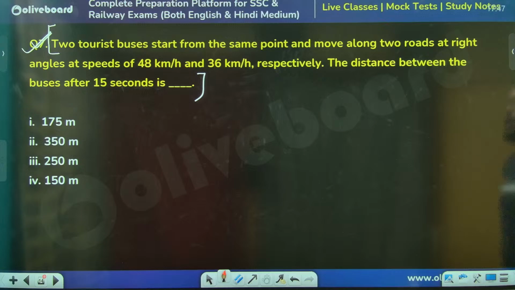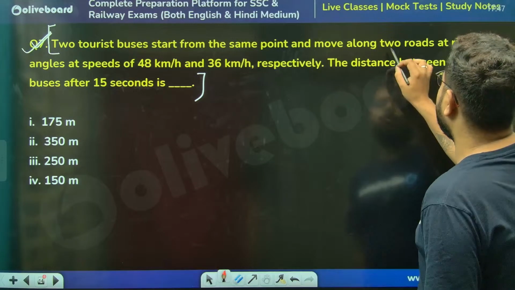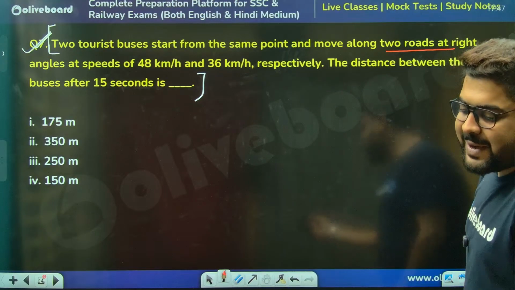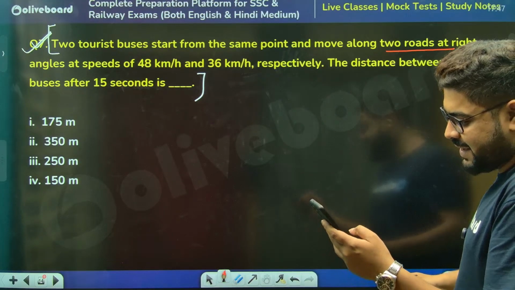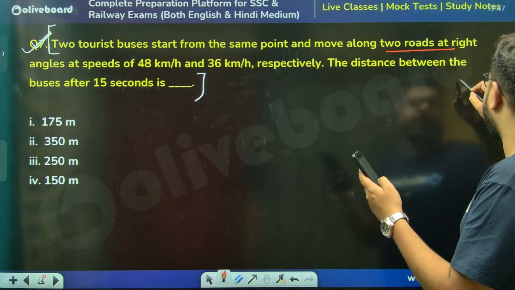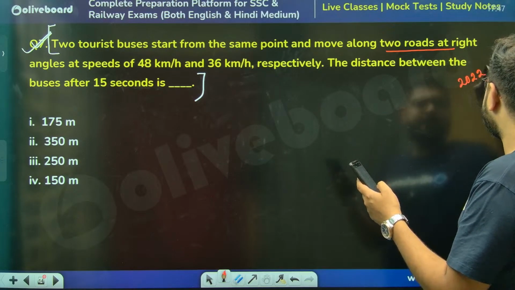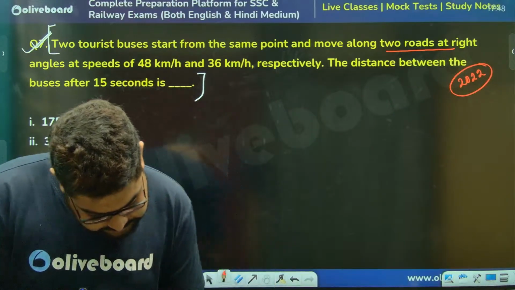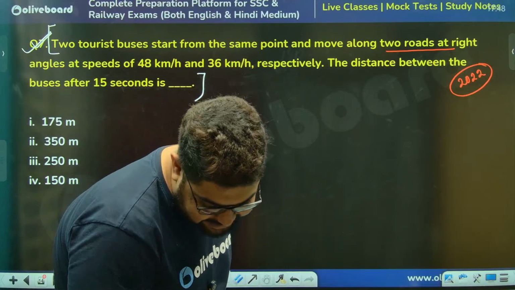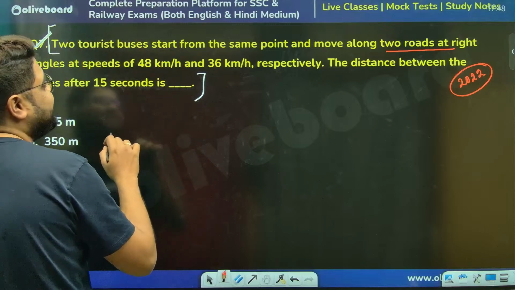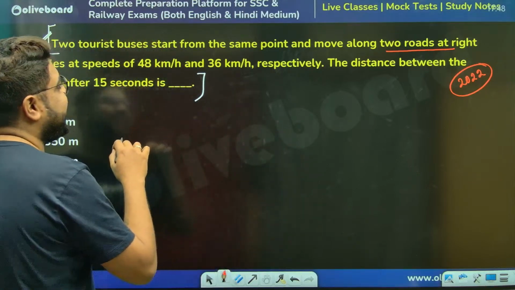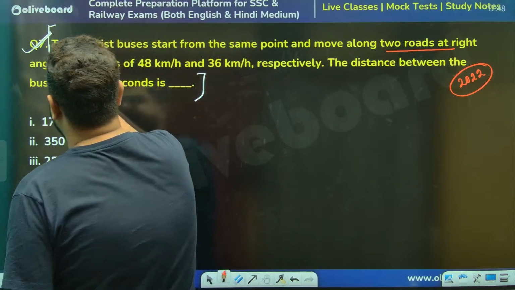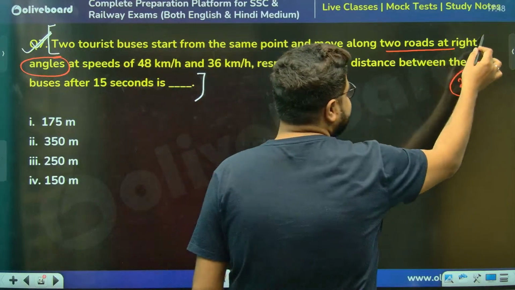Let's do it. A tourist bus starts from the same point, moves along 2 roads at right angles. This is also a question from the current year, 2022 or 2023. Let me tell you, this is CGL 2022. A very, very good question. Yes, that's the problem. They move along 2 roads at right angles.